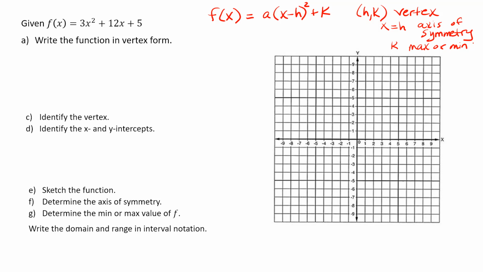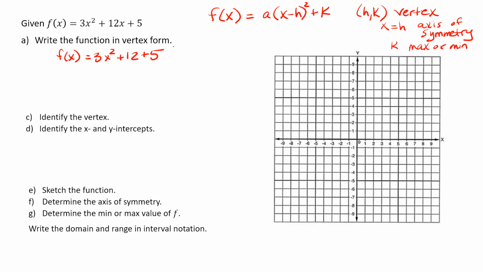Now, your book does this one way. I'm going to do it an easier way. So please do it the way I'm showing you, because the way the book does it, I think, is a little bit confusing. So we're starting out with f of x equals 3x squared plus 12x plus 5.